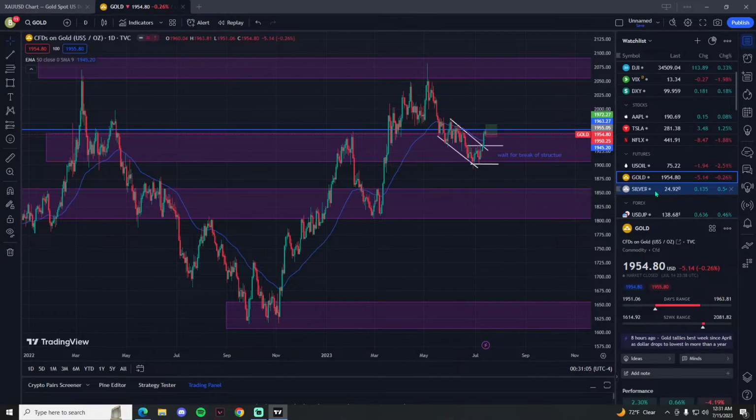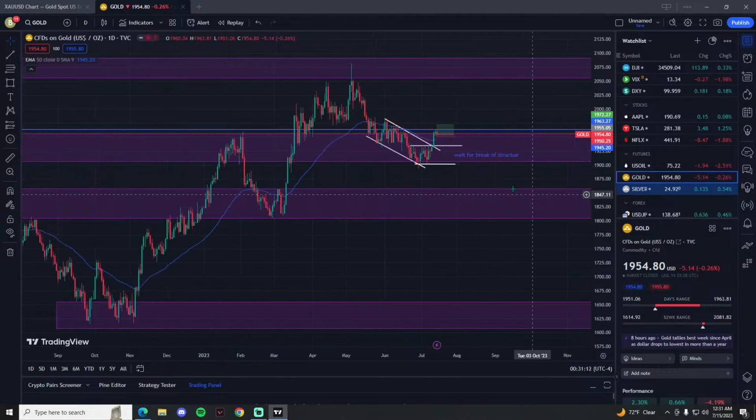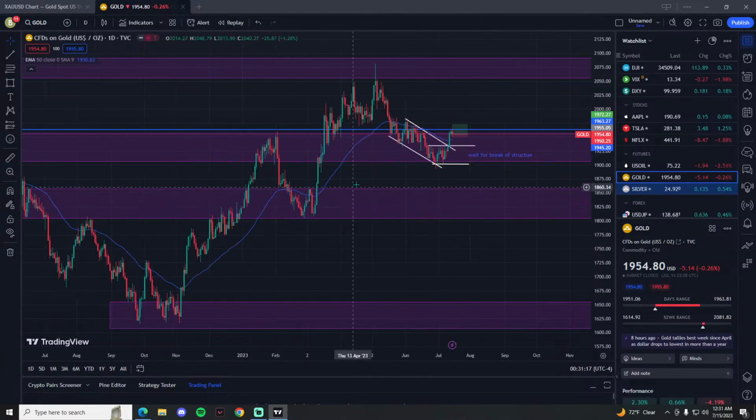You can trade silver. Market's closed till Sunday at 5, by the way, Eastern, I believe. Market's not open on weekends. If you're seeing this on the weekend, this is my analysis.